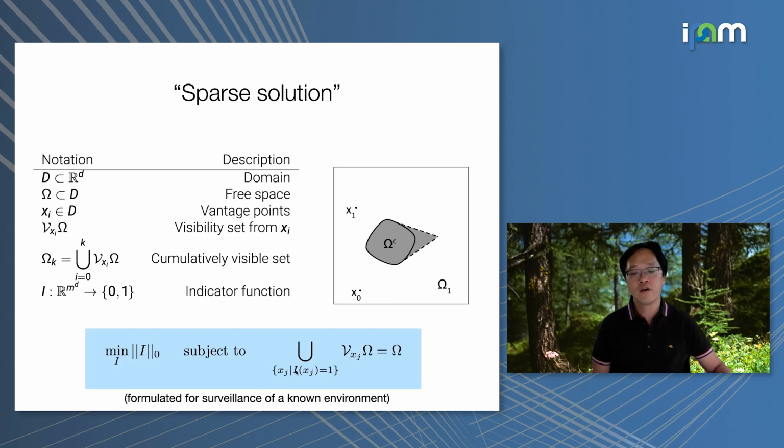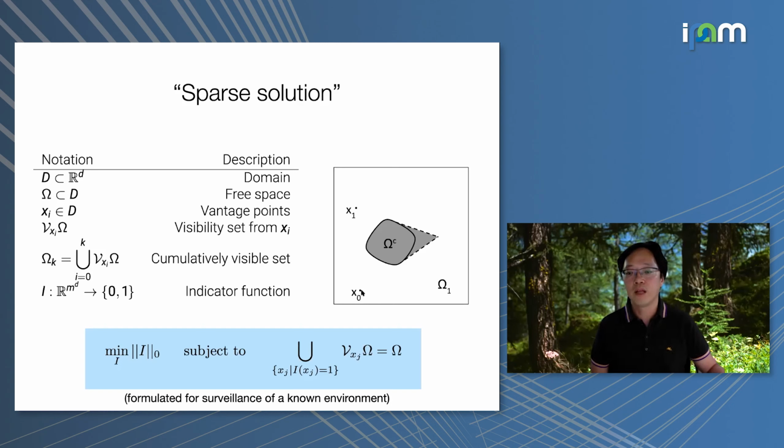And this could be formulated in kind of a compressed sensing style optimization problem. More particularly, if you slap on a grid over this domain D, and you say that we're only interested in placing sensor locations on the grid nodes over D, then we're looking for the least number of sensor locations, so that will be minimizing the L0 norm of I, subject to a hard constraint that the union of what they can see collectively from where you place the sensors has to be identical to the free space. And this is formulated for the surveillance problem in the sense that we say the problem is a surveillance problem if we know the free space in advance.